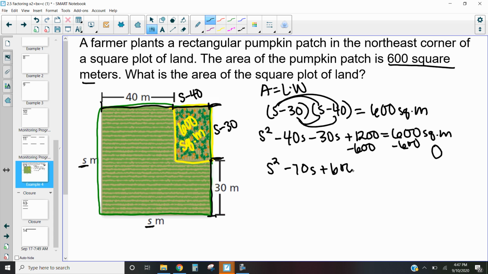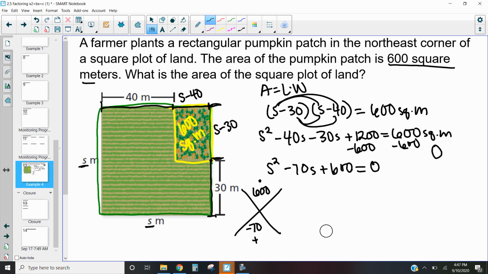So here we have plus 600 equals 0. Now I want to figure out what just S is. So the way that I solve or figure out what S is when I have a trinomial is I need to factor using our X method. So I'm going to multiply two numbers to get 600. I'm going to add two numbers to get negative 70.